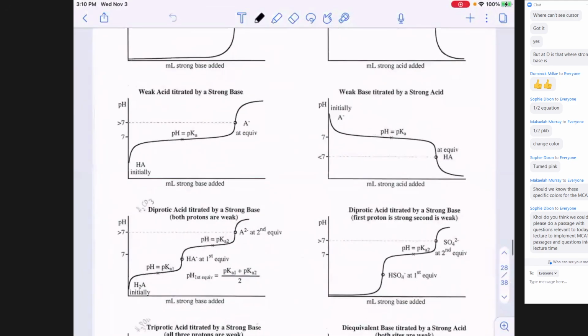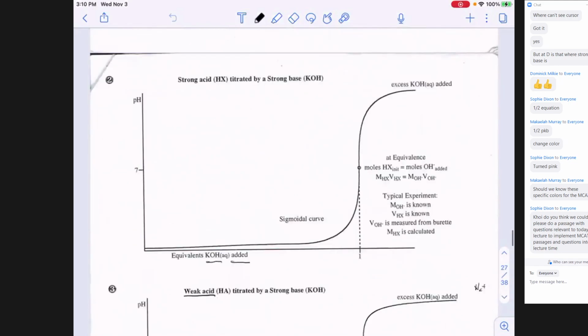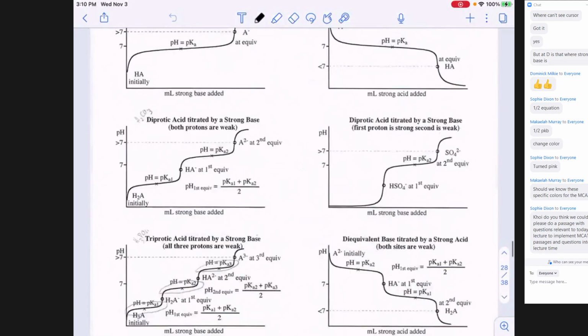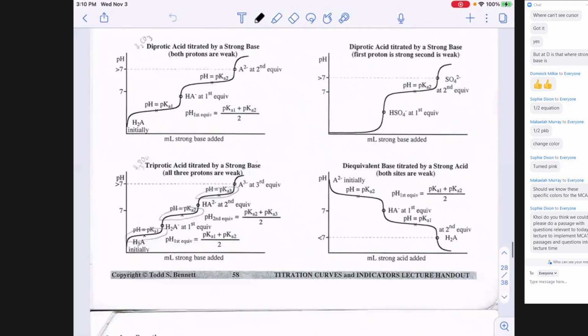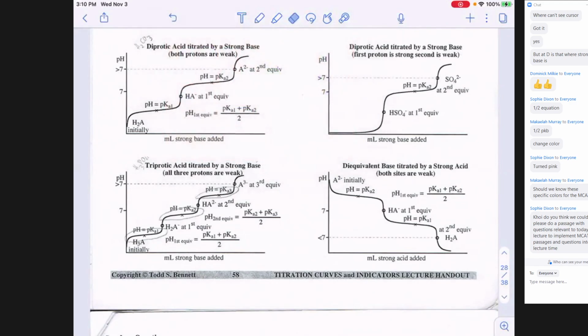So these are your typical titration curves. This is in your handout, but the ones I want to focus on are the polyprotic acids, right? So here you have 2 weak acids in a row. So this portion right here, I'm going to just do it in red so you can see, it just shows up better. So we're looking at the diprotic acid titrated by a strong base. So here you have 2 protons being ripped off.